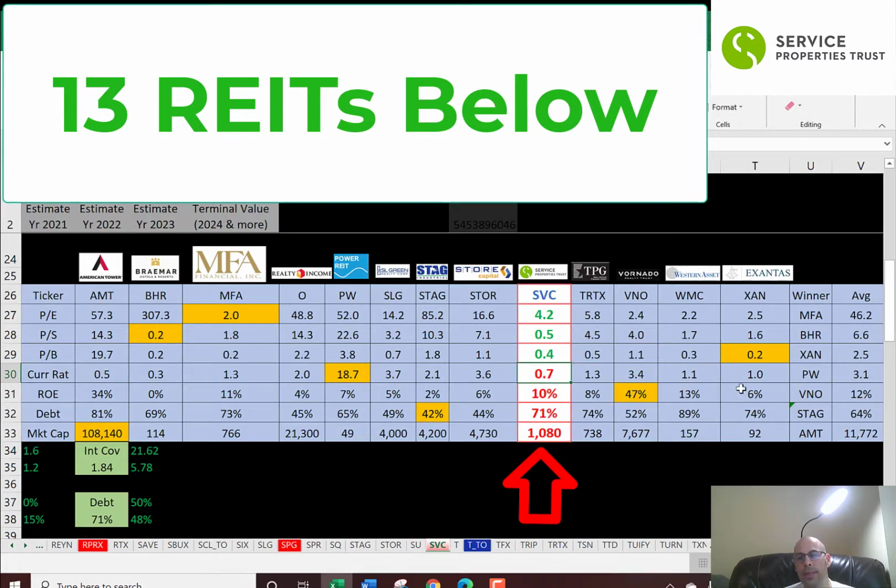Current ratio 0.7, that's well below the average of 3.1, so they're struggling in that category. Could be a timing issue, maybe next quarter it'll be better. So you should look at ratios over several quarters. ROE at 10%, that's a little less than the average of 12%. Their debt is higher than average. Average REIT is 64%, they're at 71%. And they are a little smaller, they're a $1 billion company compared to the average REIT of $11 billion. That's just because American Tower is just a massive company. It's actually bigger than the other 12 REITs combined.